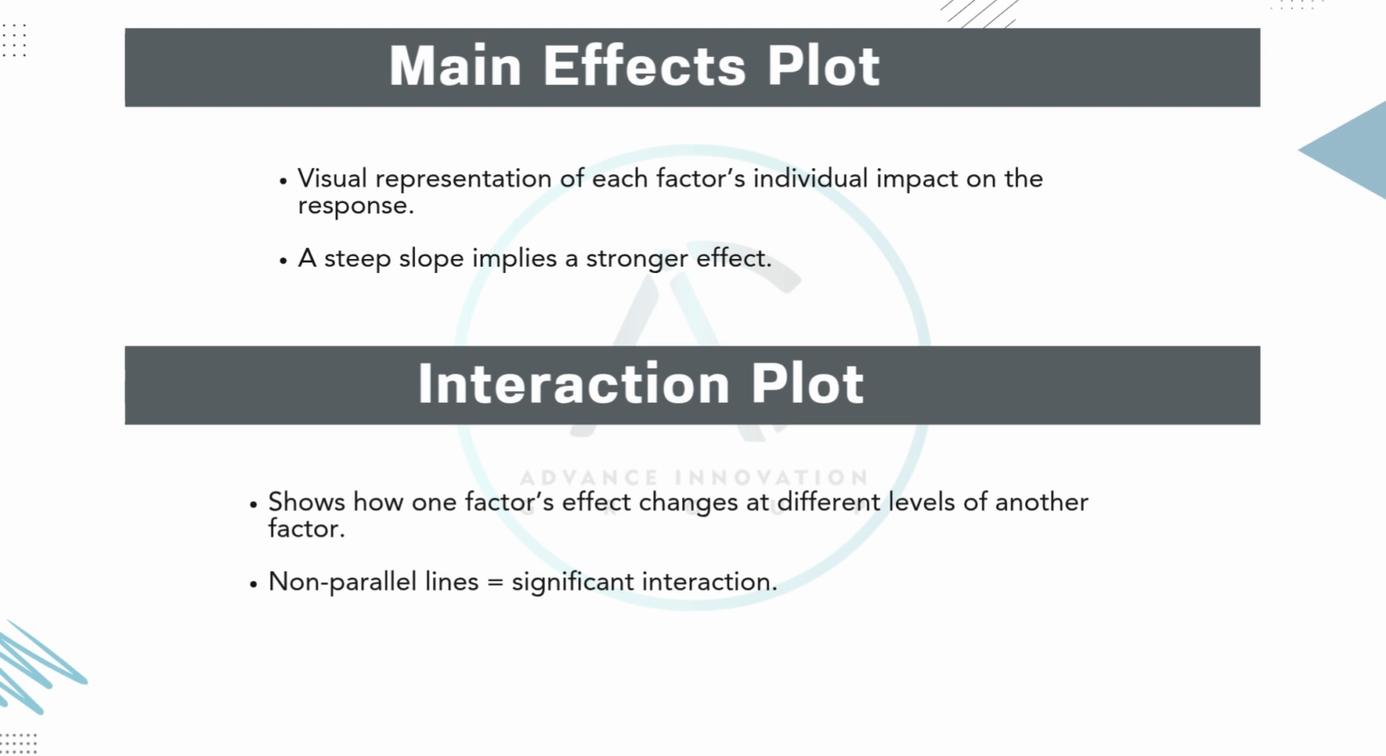Next, we have the interaction plot. This plot helps us understand how the effect of one factor changes depending on the level of another factor. If the lines in this plot are parallel, it means there is little or no interaction between the factors. But if the lines are non-parallel or cross each other, it indicates a significant interaction effect, meaning the factors influence each other's impact on the response. Understanding these plots is crucial because they help us identify which factors are most important and how they work together, guiding us towards better process optimization.